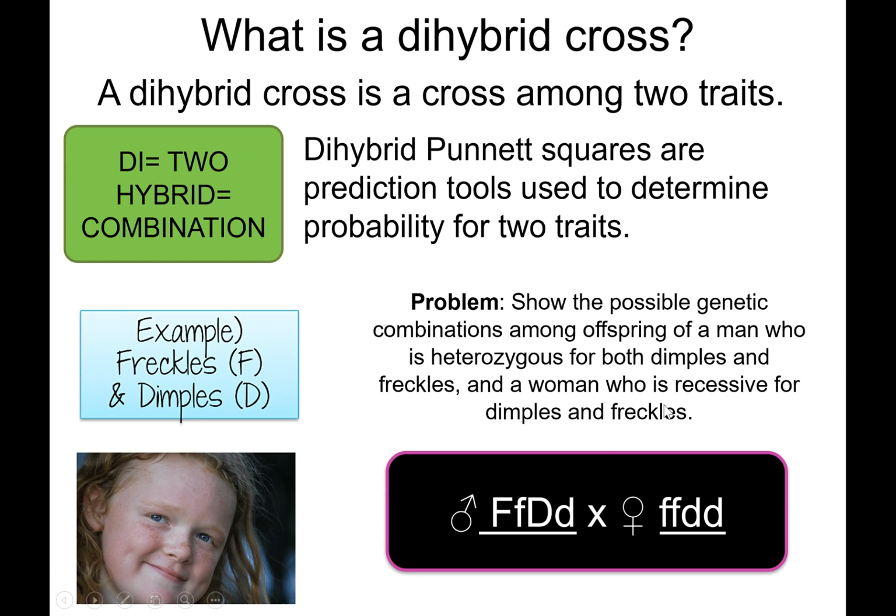The woman is recessive for dimples and freckles. That means the only way that she could be recessive is if she has 2 recessive copies of both alleles. So she's lowercase f and lowercase d for both. This is the mother's genotype here. How you figure out the genotypes of the parents, that's all the same. The only difference now is that you're writing out 4 letters instead of 2, and you're keeping it all together with no spaces. So that's step 1.